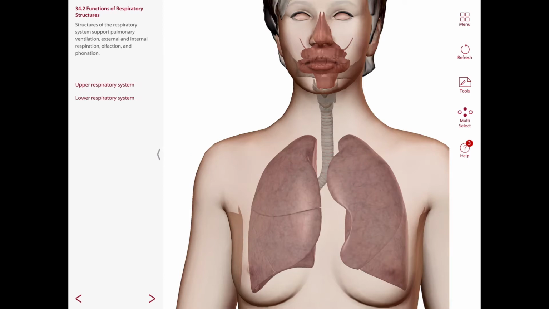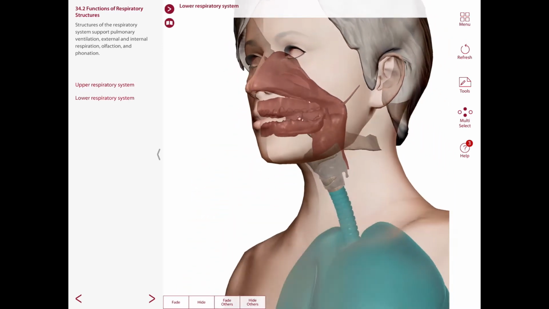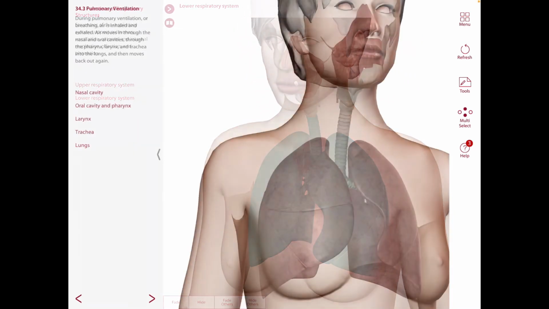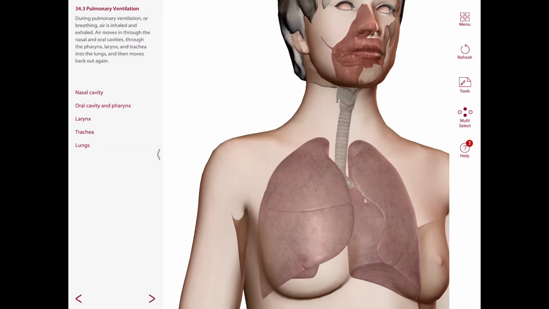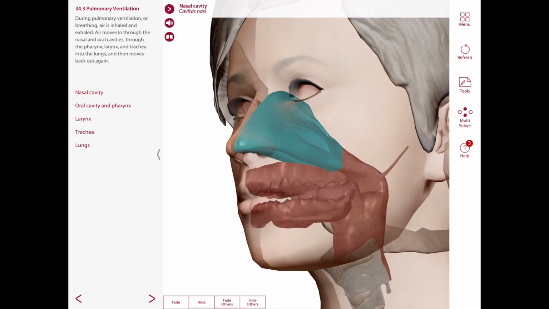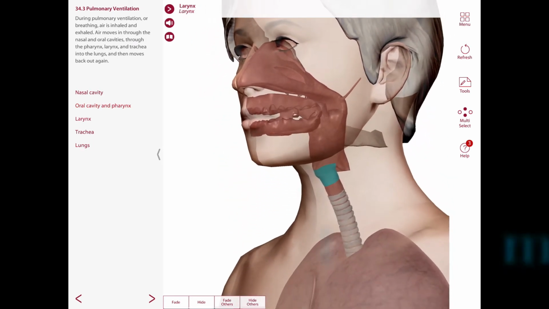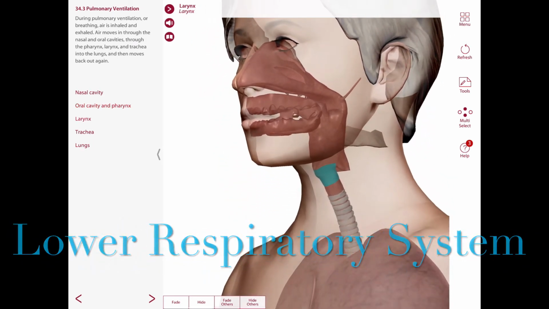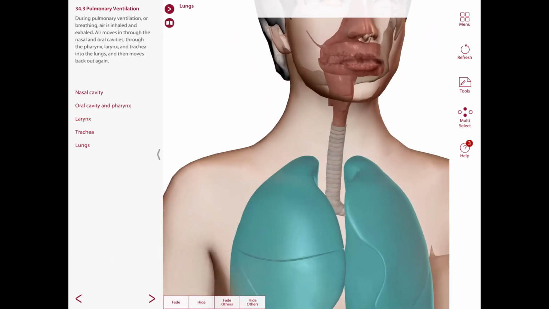Because of this, we have structures that are part of the upper respiratory system and structures that are part of the lower respiratory system. The structures in the upper respiratory tract include the nose and nasal cavity. You're also going to have the pharynx and the larynx. As part of the lower respiratory tract, you're going to find the trachea and the lungs.